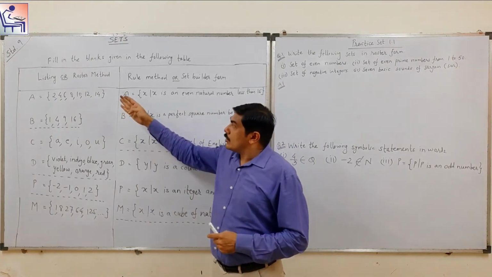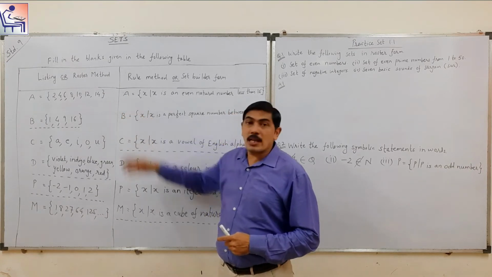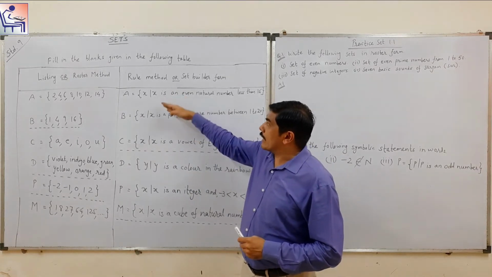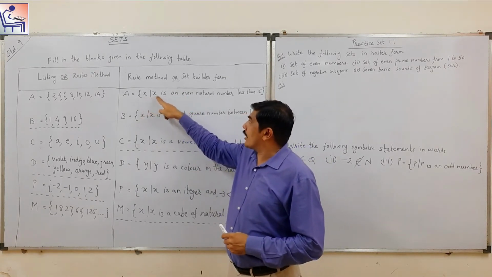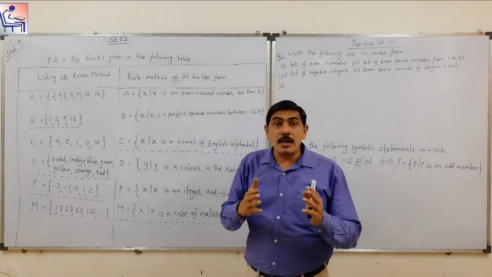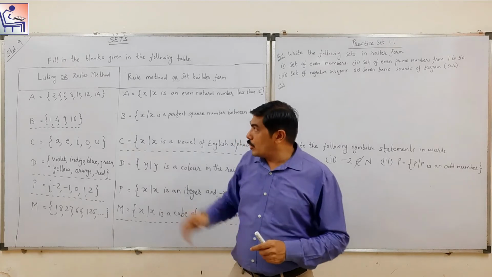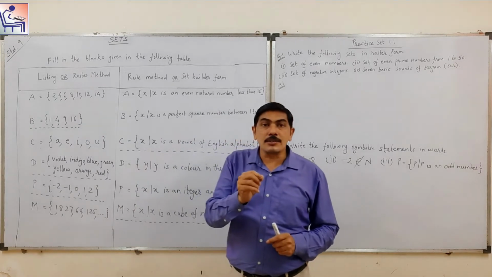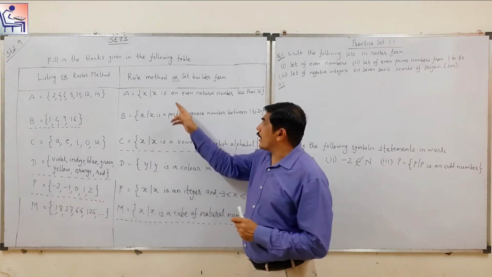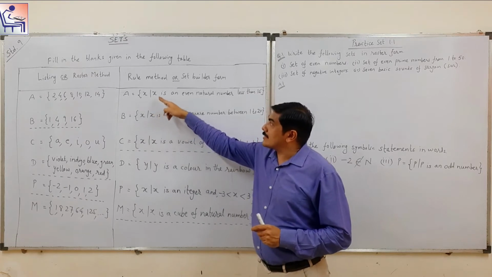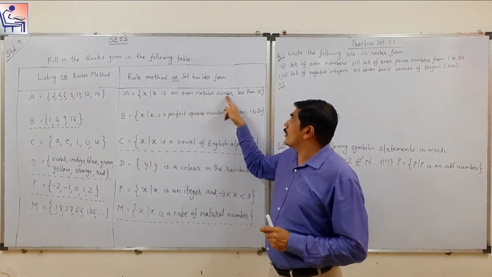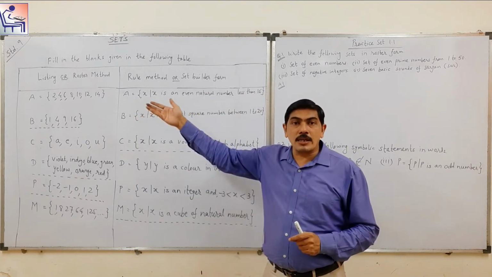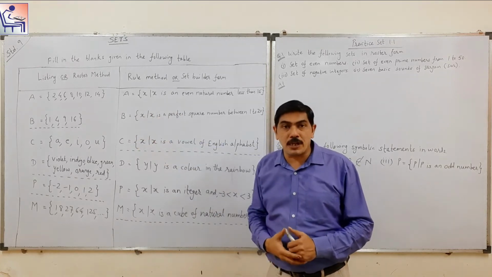A is equal to 2, 4, 6, 8, 10, 12, 14. These are the elements of set A. How we will write in the rule method? A is the set of all x such that x is an even natural number less than 15. If you look at these elements, these are all even numbers, but it is less than 15. So we write here A is the set of all x such that x is an even natural number less than 15. So these are all even numbers, they are all natural numbers and they are less than 15.